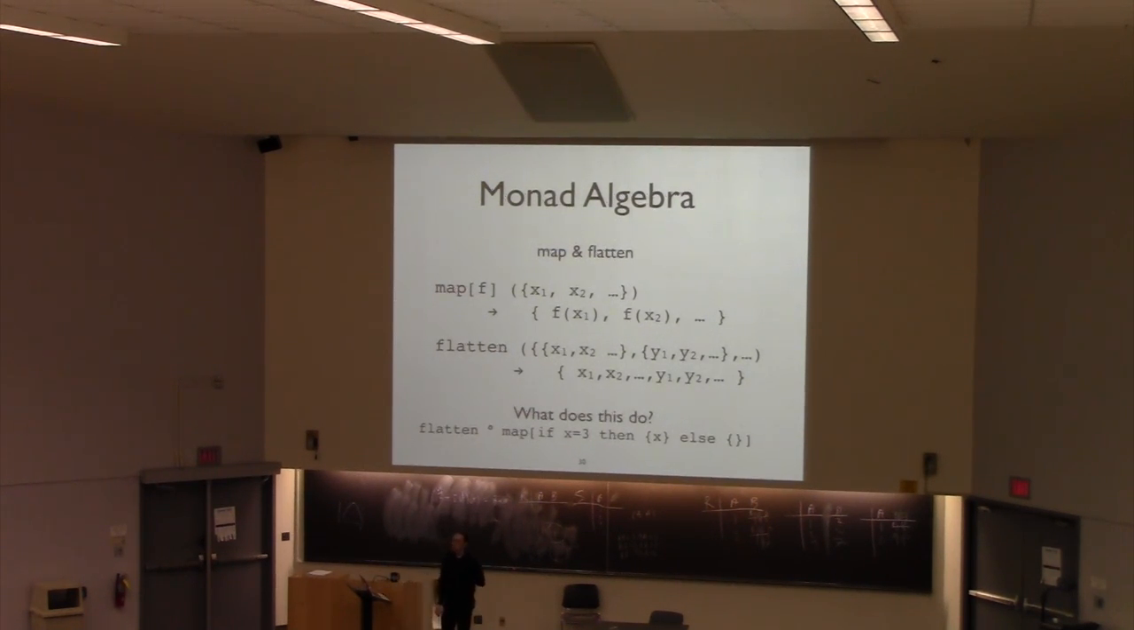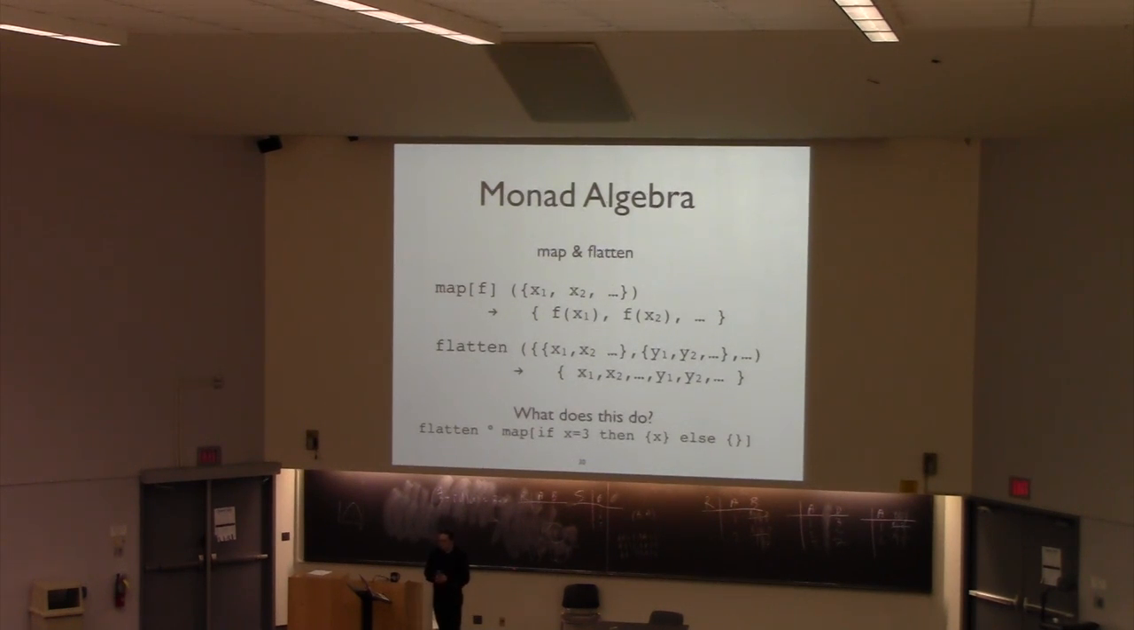The other one is flatten, which takes a collection of collections. So here I have x1, x2, and so on, and y1, y2, both as collections in their own collection. Flatten is going to basically do one level of unnesting on those nested collections.